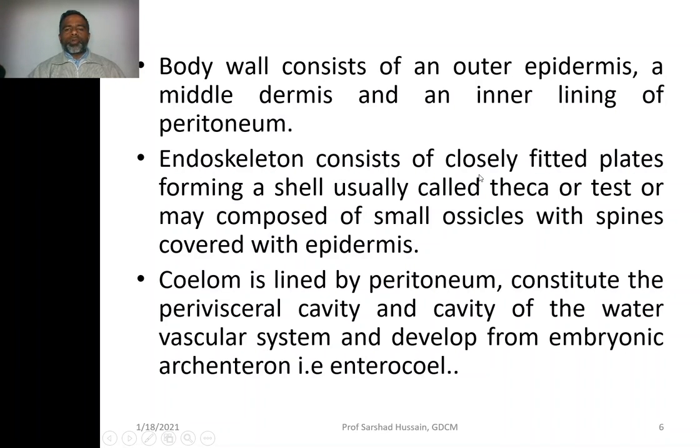Endoskeleton consists of closely fitted plates forming a shell, usually called theca or test, or may be composed of small ossicles. Small ossicles means small pieces of bones with spines covered with epidermis. So this is the endoskeleton. Either you have the closely fitted plates called theca or test, or you have the pieces of bones covered over by the epidermis, having spines also.